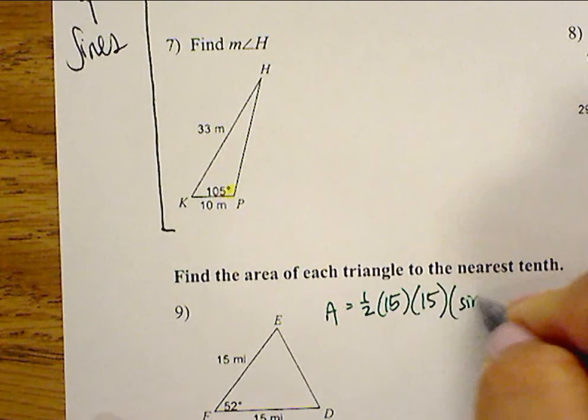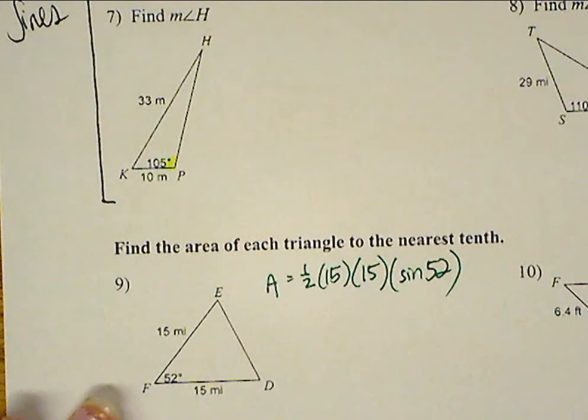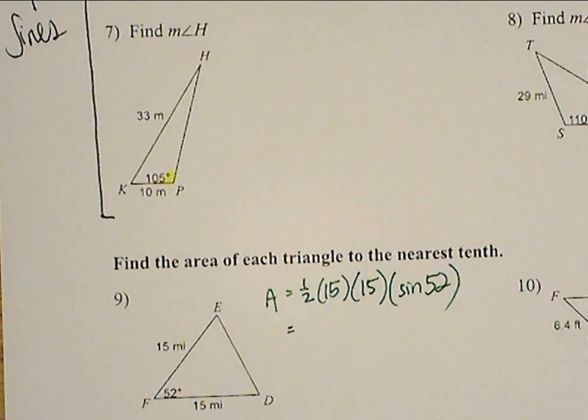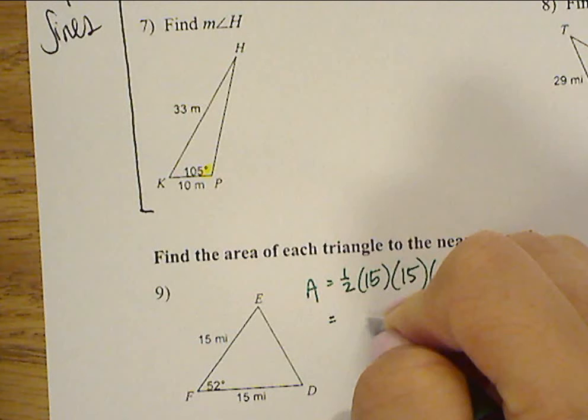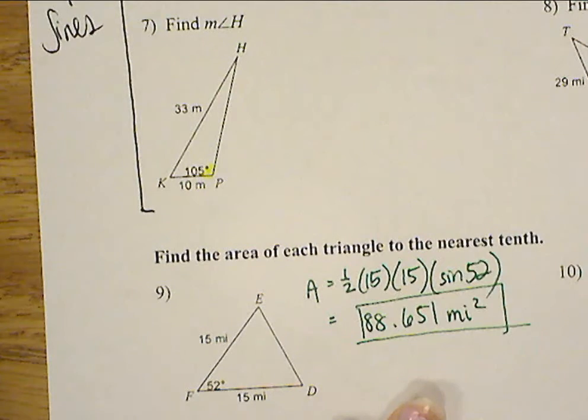So many people use cosine for this one, you guys. But that's just the wrong formula. That means you just didn't study. Okay, and then you just do that on your calculator and what I get is 88.651 miles squared. Did you? Check your answers on the back.